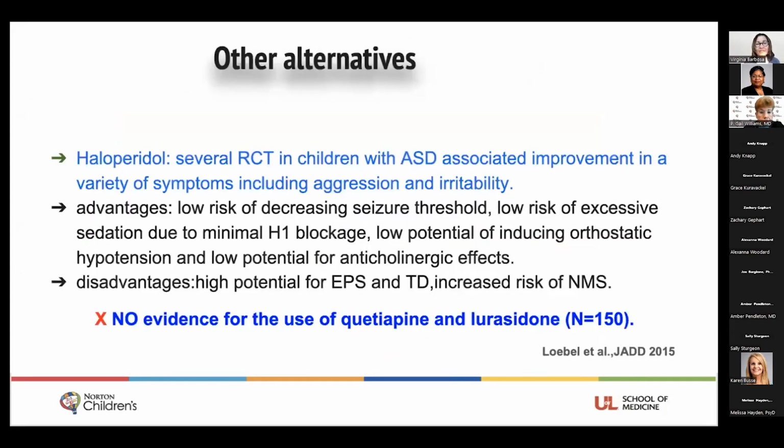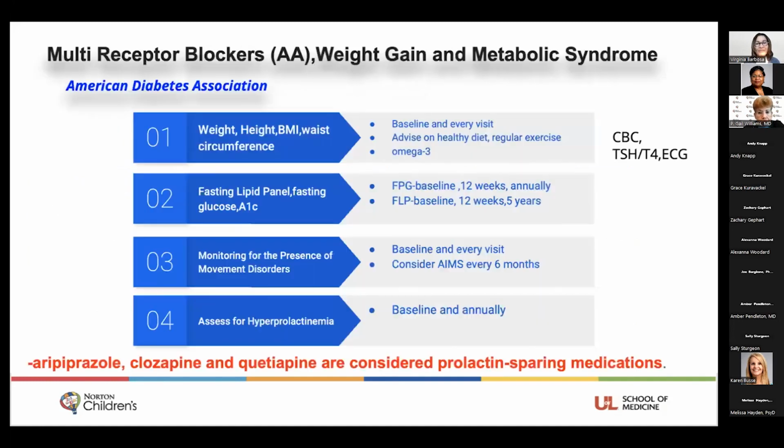Other alternatives will include haloperidol, and there's strong evidence for the use of haloperidol. There are advantages, but the disadvantage is using haloperidol in young kids with the high potential of causing EPS and tardive dyskinesia and NMS and catatonia as well. So catatonia is much more frequent in this population, and the use of, I'd say, high potency antipsychotics can lead to that.